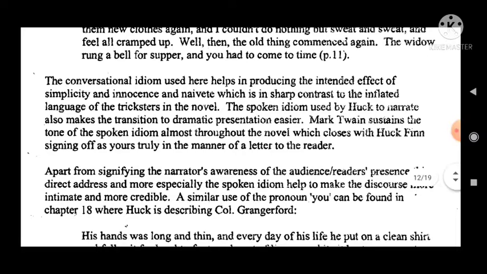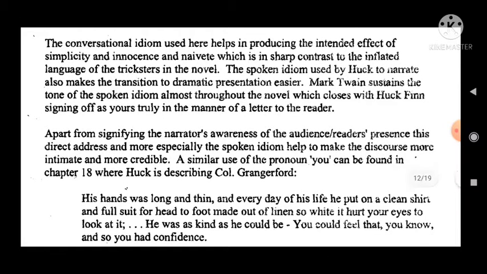Page 11. The conversational idiom used here helps in producing the intended effect of simplicity, innocence and naivete, which is in sharp contrast to the inflated language of the tricksters in the novel. The spoken idiom used by Huck to narrate also makes the transition to dramatic presentation easier.